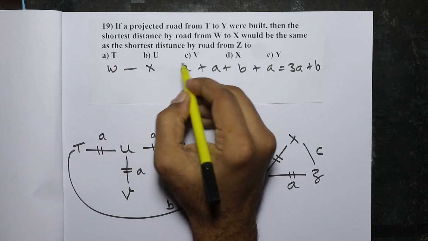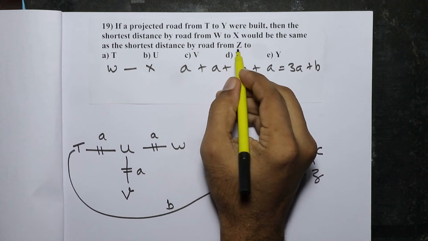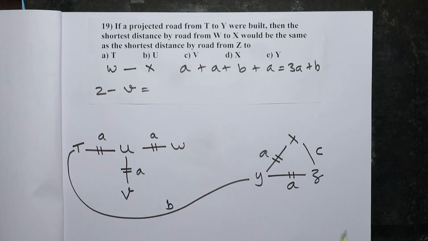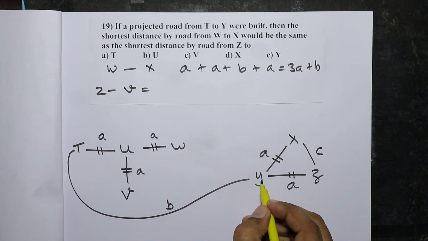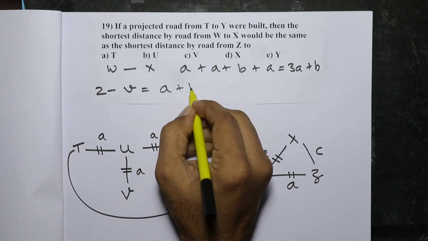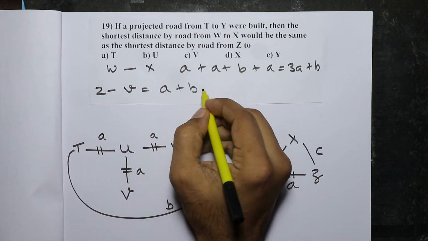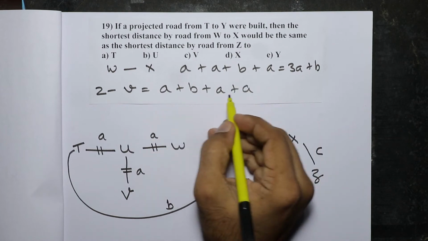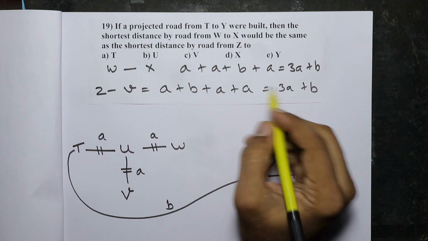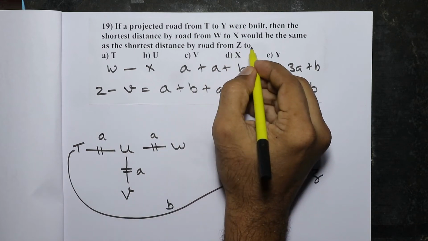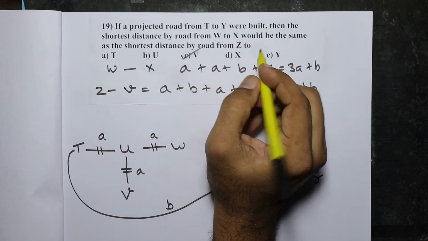Now let us look at option C, that is V. Let us calculate the distance from Z to V. From Z you need to go up to V. So first we need to go from Z to Y, so that will be A. Then Y to T, so that will be B. From T to U, that will be A, and U to V, another A. So again it will be 3A plus B. So here you can see that the distances are the same. W to X is the same as Z to V. So option C, V is the right answer.